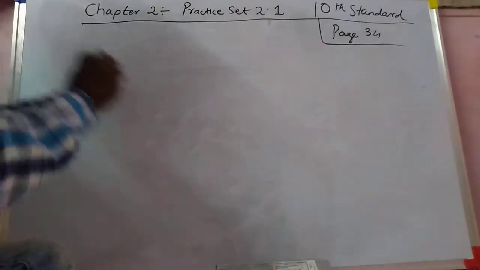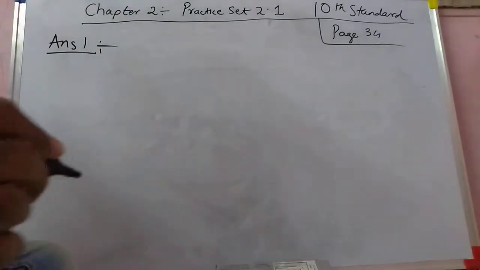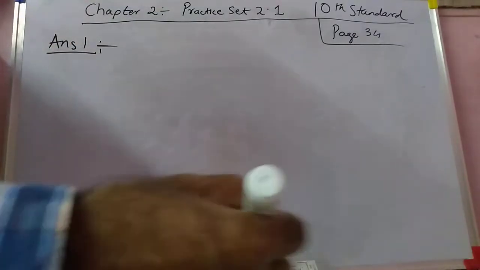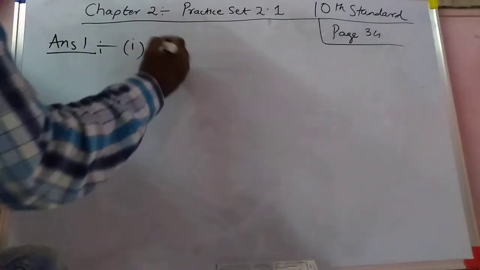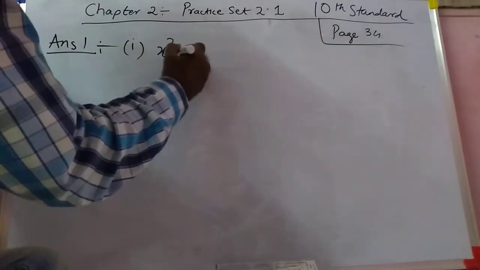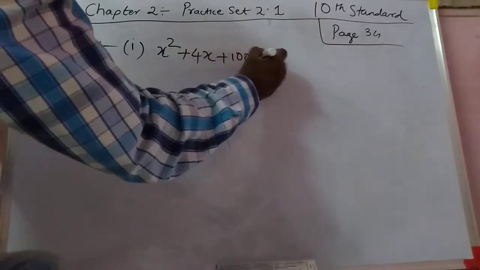You write answer for one. You have to write any two quadratic equations. You can write any type of quadratic equation. First one, x square plus 4x plus 100 is equal to 0.